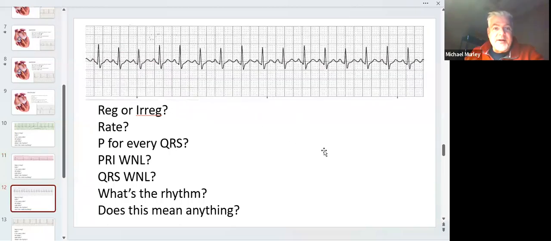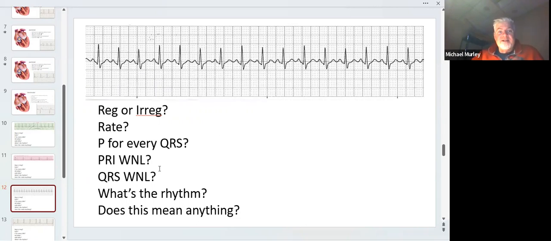Is this one regular or irregular? That's regular. What's the rate? Let's see, 5, 10, looks like a 12. 1,500 divided by 12, it's going to be fast. Let's do the big block method. 300, 150, so close to 150. We'll say it's fast. We'll say it's 130, just to throw it out there. Is there a P for every QRS? Yes. That's good. So this is some type of a sinus rhythm, right? Sinus tachycardia. Is the PRI within normal limits?